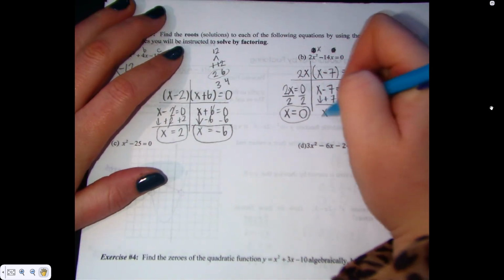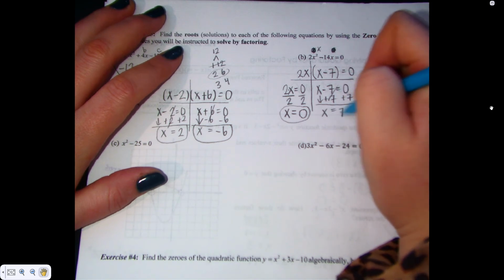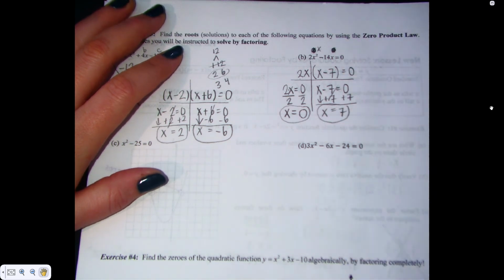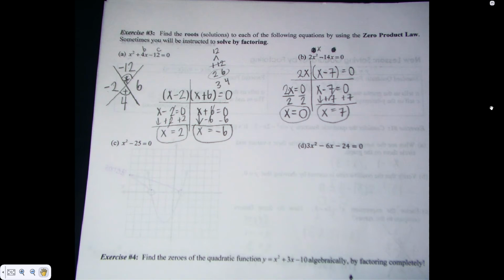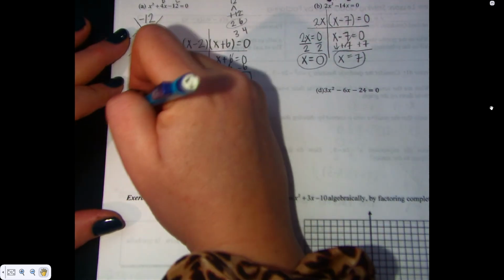And I get x equals 7. Those are your roots. x equals 0, x equals 7. Okay, so x squared minus 25. GCF can't, because this one has a leading coefficient of 1. Any x's? No. Okay, so let's talk about factoring.